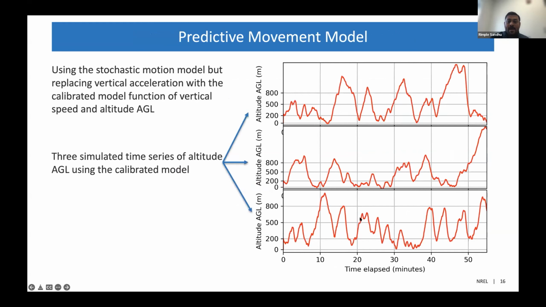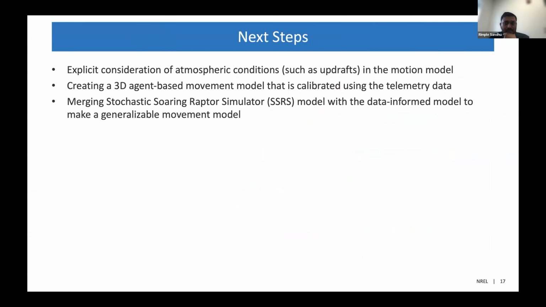Yeah, so next steps are explicit consideration of atmospheric conditions, as I was saying, creating a 3D agent-based movement model that is calibrated using the telemetry data. So right now I was just showing the altitude above ground level, but we need to simulate the horizontal position as well to make it a 3D model. And then merge this with the SSRS model that was 2D to create a model that works in any scenario and is data informed.